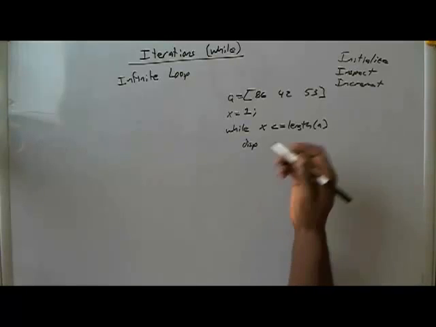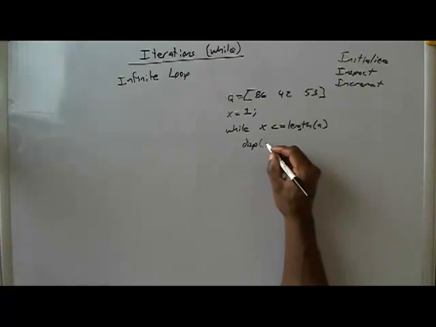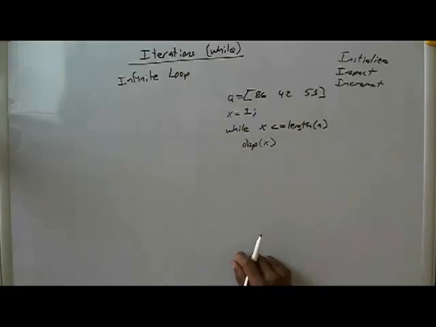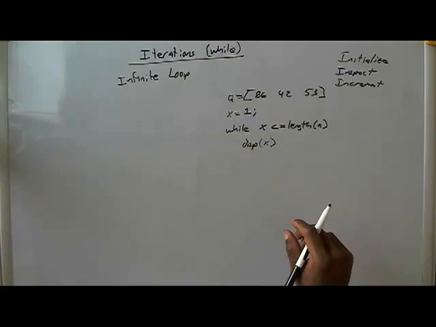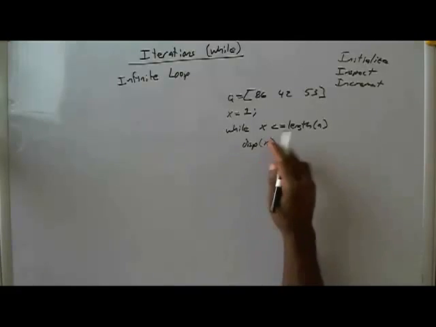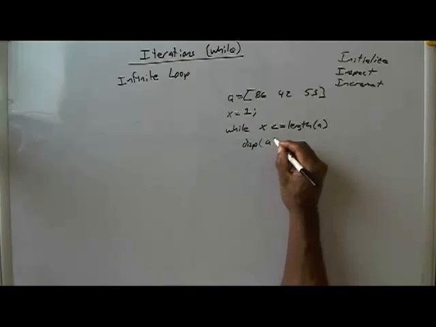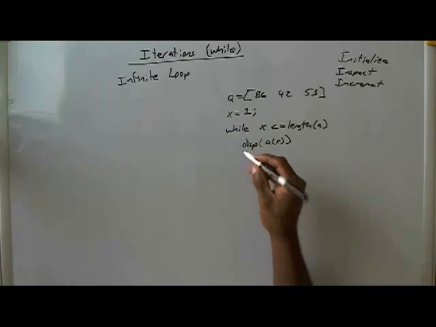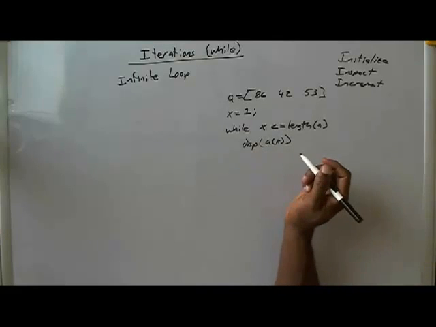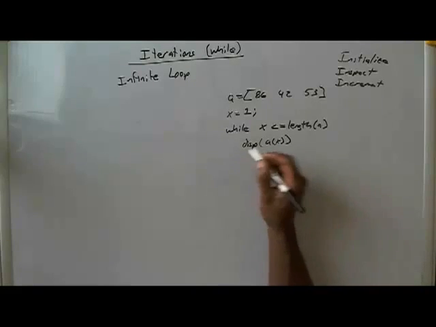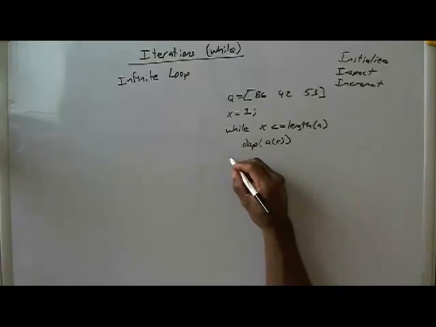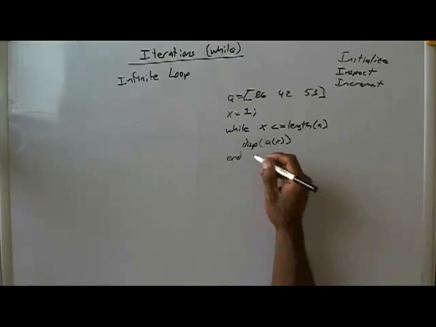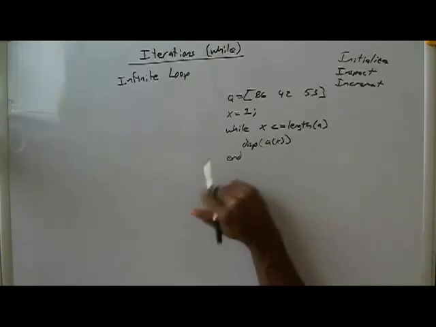And then we'll do something simple like display. Instead of display A, here I'm going to display X. Let's do this: display A of X. And then let's say we forget, which you will do, it happens all the time, to put the incrementing part in there.